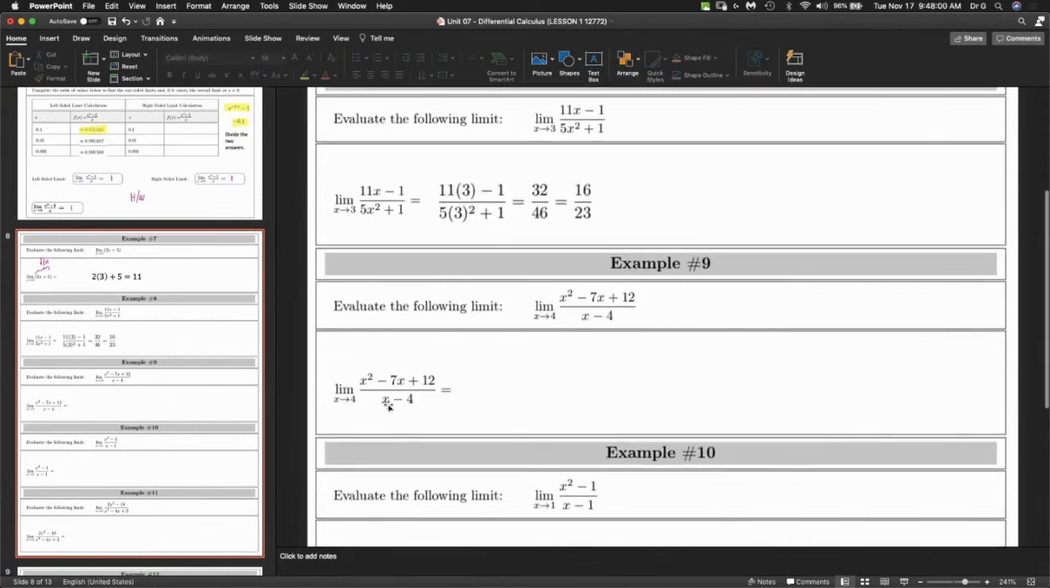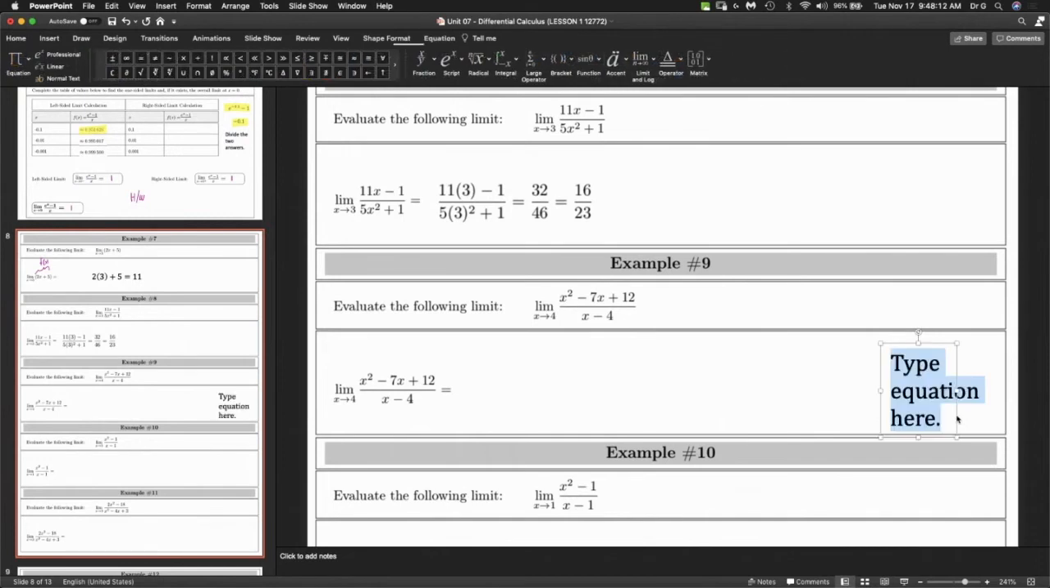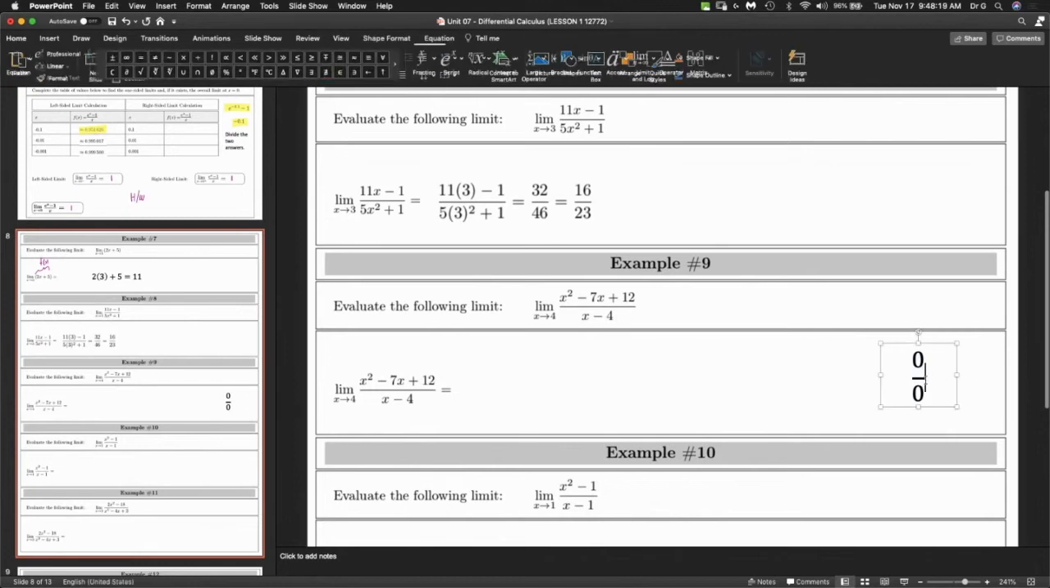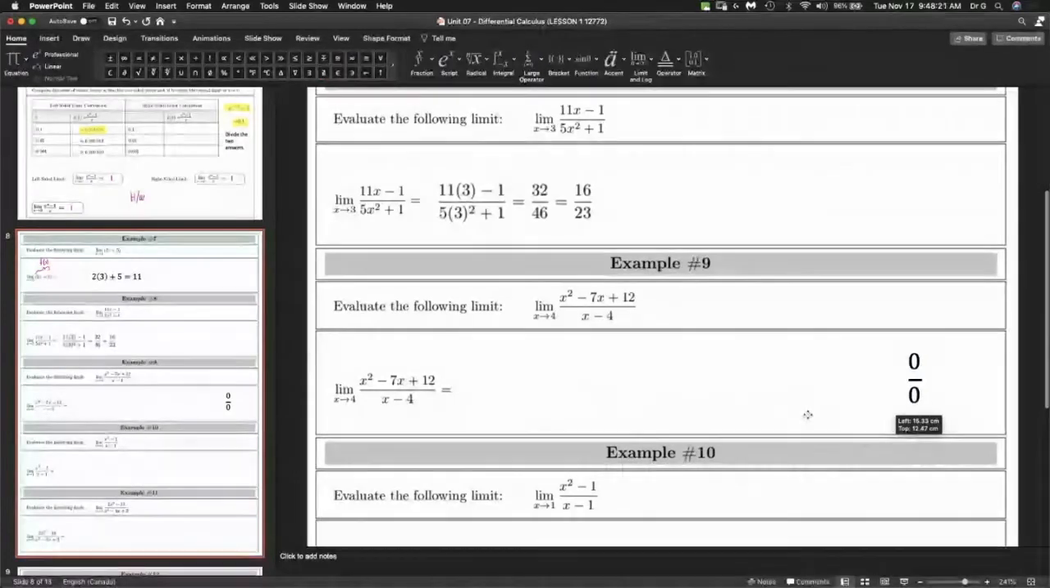Take a look here. If you plug in 4 here, what do you get on top? What do you get when you plug in 4 on the top? And what do you get when you plug it in on the bottom? So we get a situation where it's 0 over 0. Now the thing with math is that 0 over 0 is very strange.